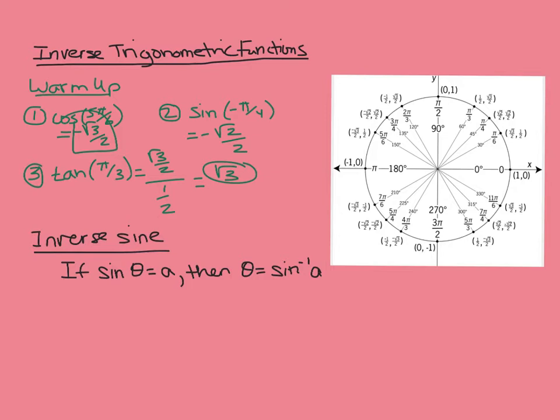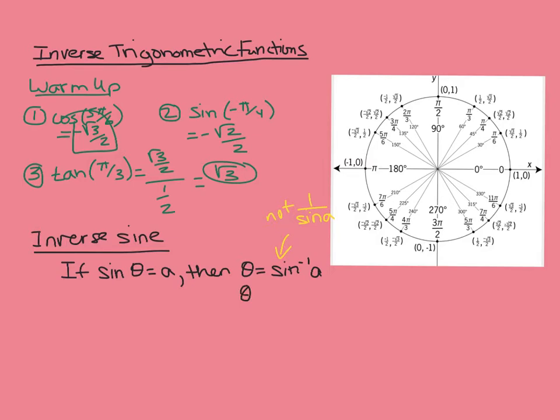And I do want you to note that this is not the same as 1 over sine. So if you see an inverse sine button on your calculator, if you see sine -1, that's not the same as cosecant, which is 1 over sine. So just make sure of that. I think I've said that before, but it doesn't hurt to continue saying that again and again because a lot of people make a mistake on that.